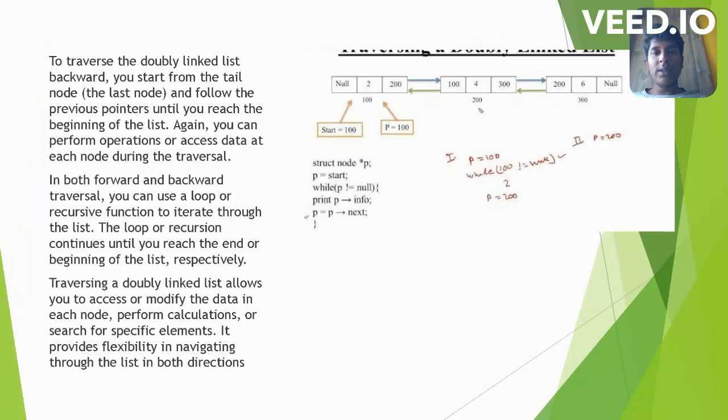To traverse the double linked list backward, you start from the tail node, the last node, and follow the previous pointer until you reach the beginning of the list. Again, you can perform operations or access data at each node during the traversal.